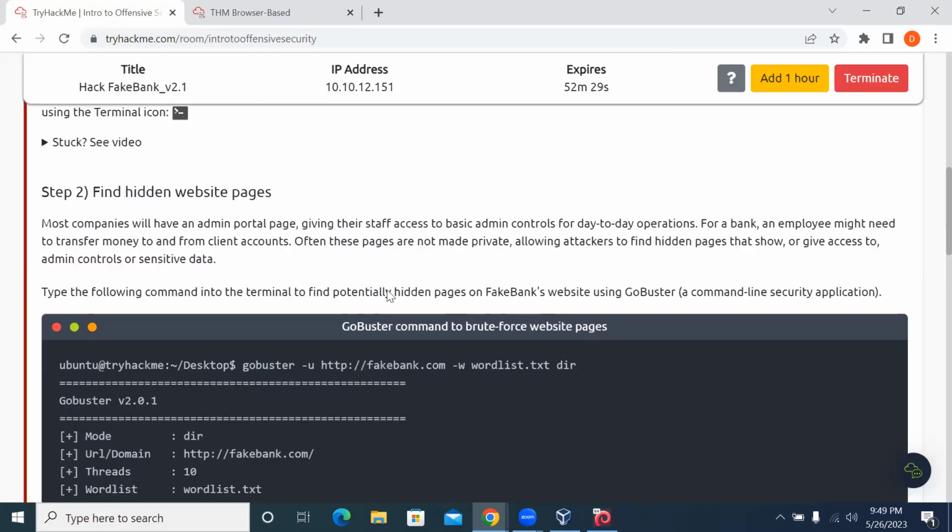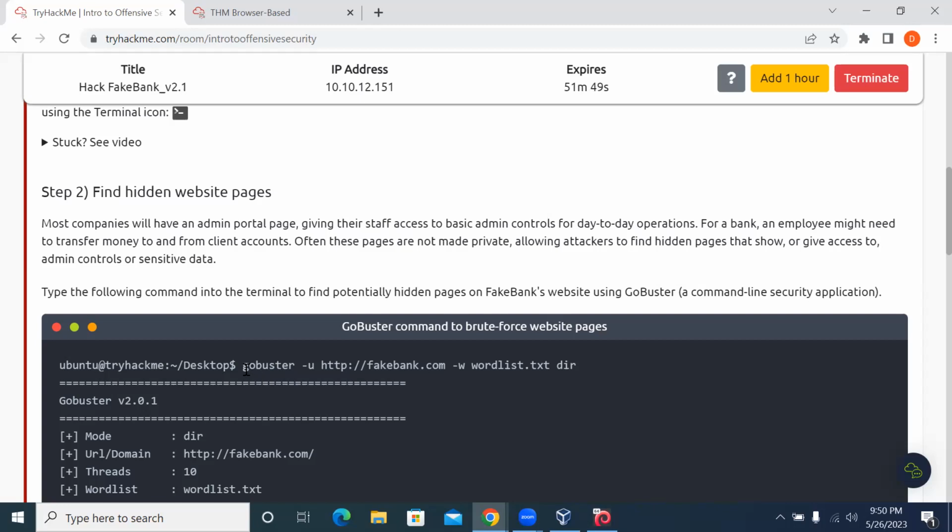So they say, okay, most companies will have an admin page portal, giving their staff access to basic admin controls for day-to-day operations. For a bank, an employee might need to transfer money to and from client accounts, just like the normal daily activities that we do. Often, these pages are not made private, allowing attackers to find hidden pages that give access to admin controls or sensitive data. Type the following command into the terminal to find potential hidden pages on Fakebank's website using GoBuster, right? So we have opened a terminal.